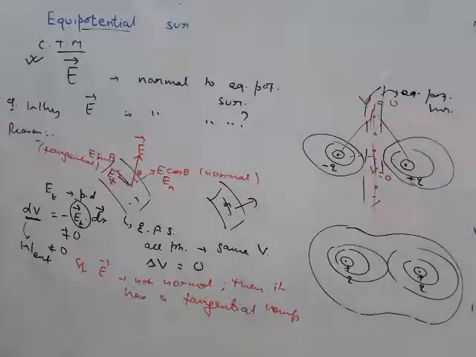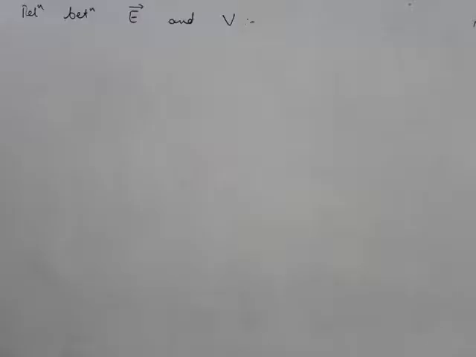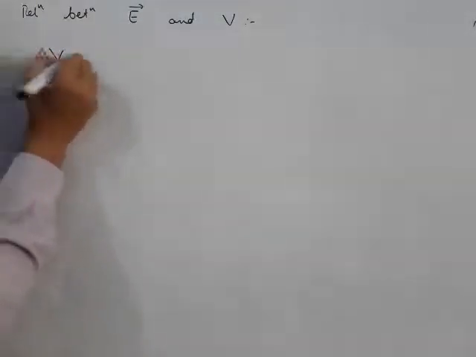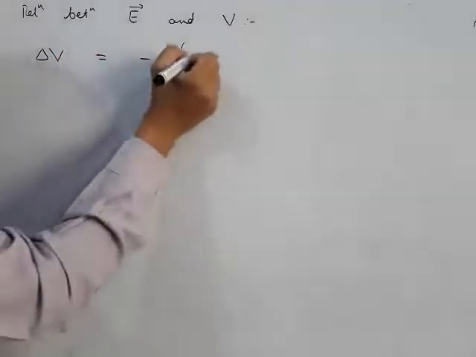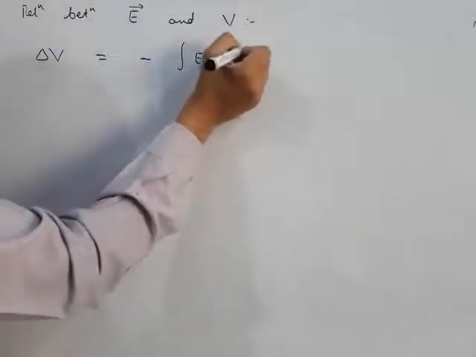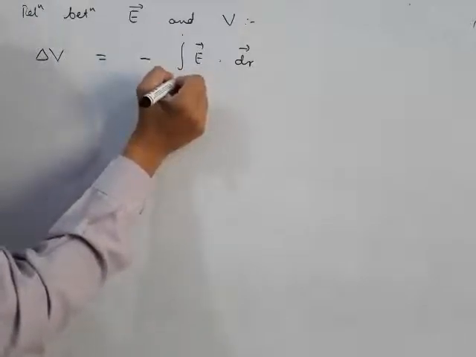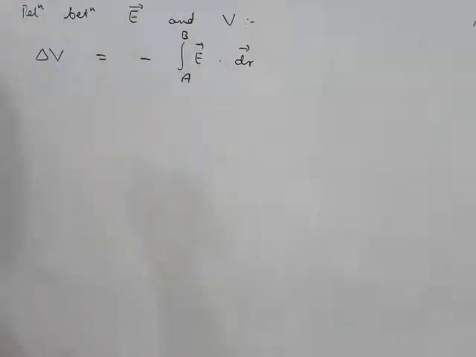Next we would like to discuss the relationship between electric field and potential. If you remember, students, this we have discussed earlier also, that the potential difference between 2 points, which we write as delta V, is given as minus integral E dot dr from one point to the other, from initial point say A to final point B.